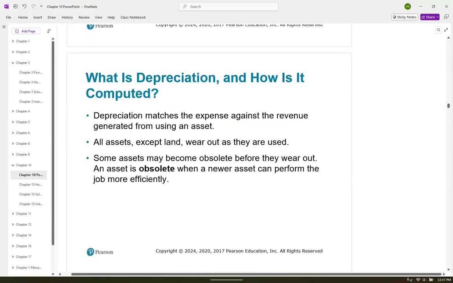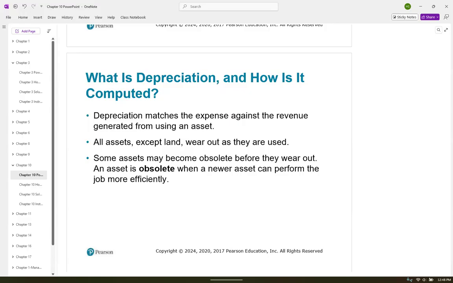So we want to pick a depreciation that matches as close as we possibly can the revenues that we're generating from the asset. All assets except land, which I've already said that several times now. Land is not depreciated. Most everything else is going to wear out as they are used. Some things are going to last us longer, like a building or house, but the cars we drive, those aren't going to last quite as long.